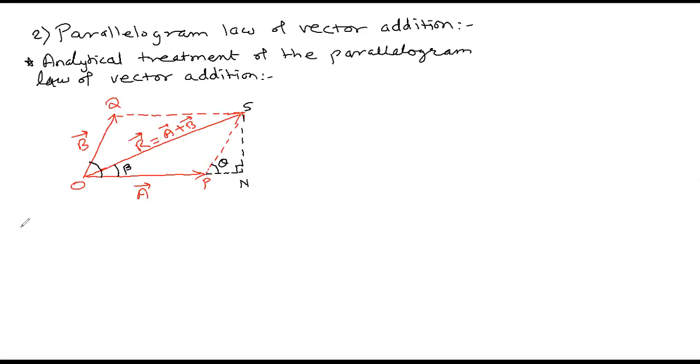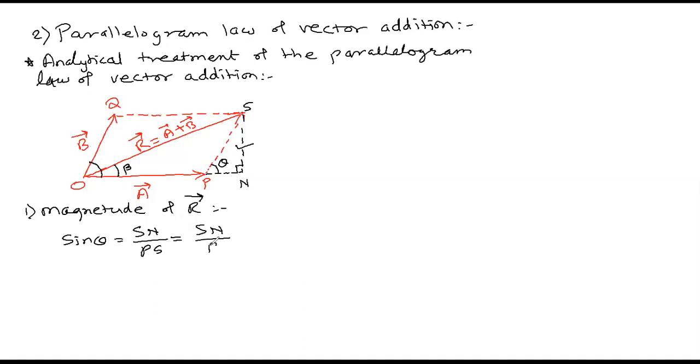So first, the magnitude of the resultant R. I will use the same concept. I will apply sine and cos for this triangle. So I can write sin theta is equal to SN upon PS. So what is PS? PS is nothing but the magnitude of vector B, that is B. So SN is equal to B sin theta.